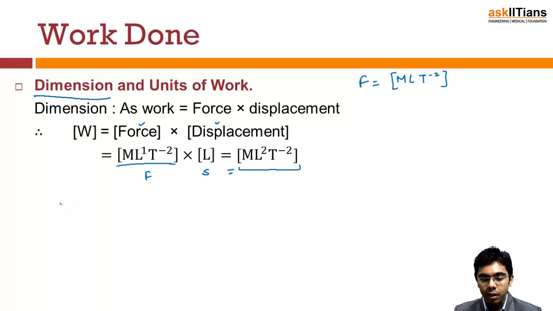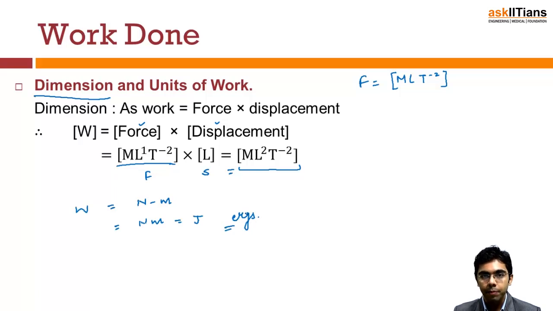Now what about the unit? As we know, the force has the unit Newton and the displacement has the unit meter. So the unit for the work is Newton meter, or else we can use joules. The SI unit of the work is joule, or sometimes ergs. So this was all about the units and dimensions of the work.